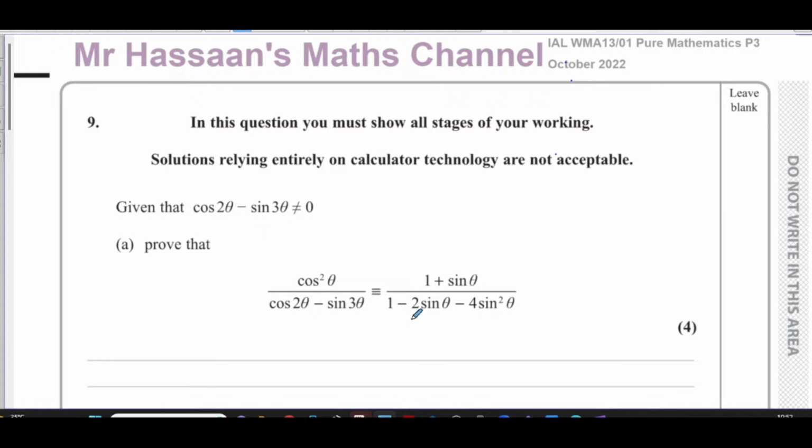Okay, so now what we have to do here is rewrite this in that form. I think it's much easier to go this way, rather than the opposite. So let's make a start here.